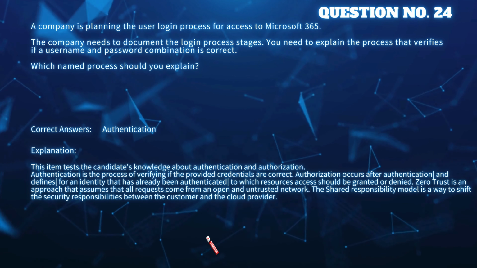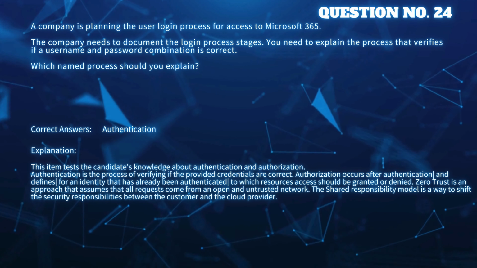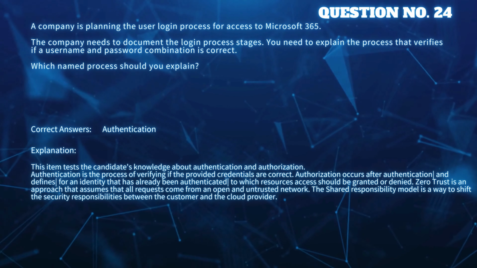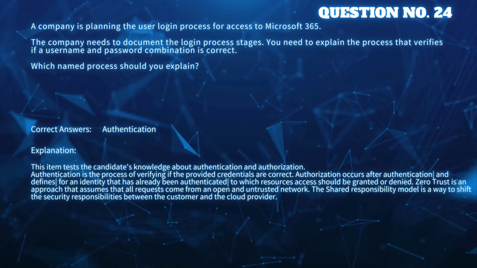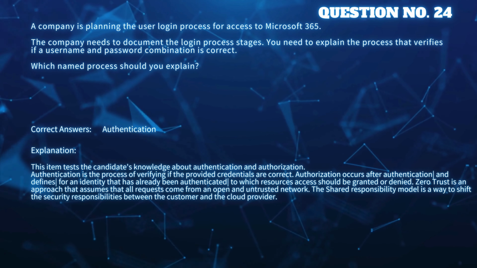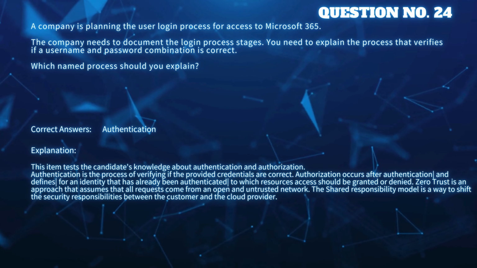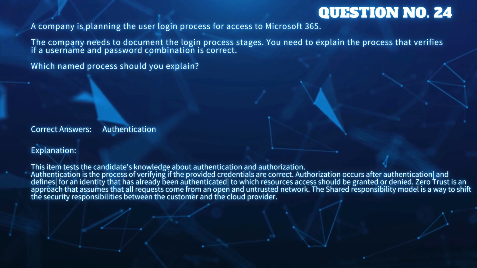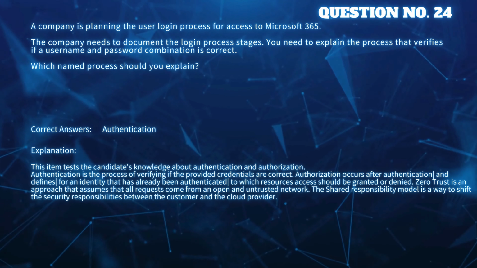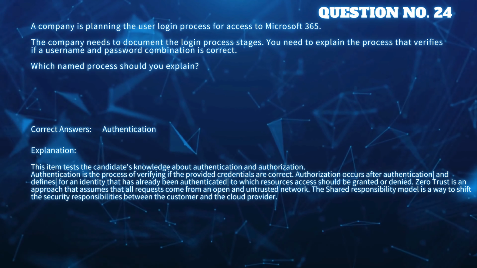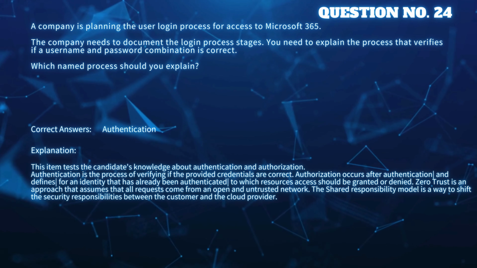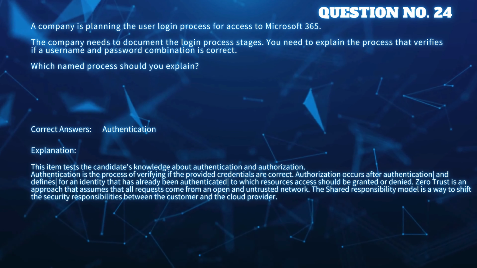Explanation: this item tests the candidate's knowledge about authentication and authorization. Authentication is the process of verifying if the provided credentials are correct. Authorization occurs after authentication and defines, for an identity that has already been authenticated, to which resources access should be granted or denied. Zero trust is an approach that assumes that all requests come from an open and untrusted network. The shared responsibility model is a way to shift the security responsibilities between the customer and the cloud provider.